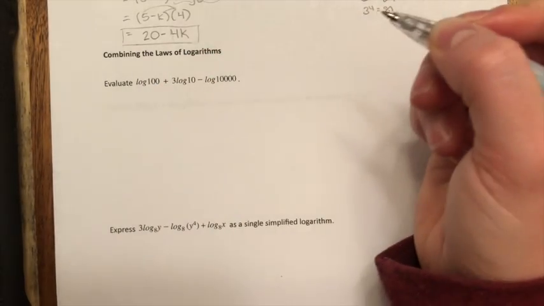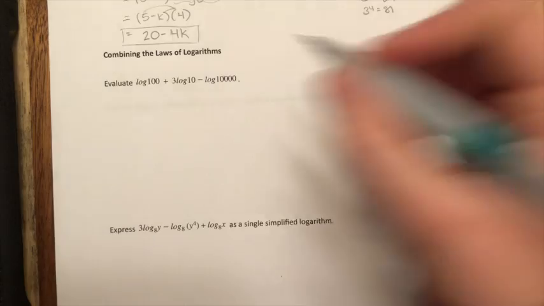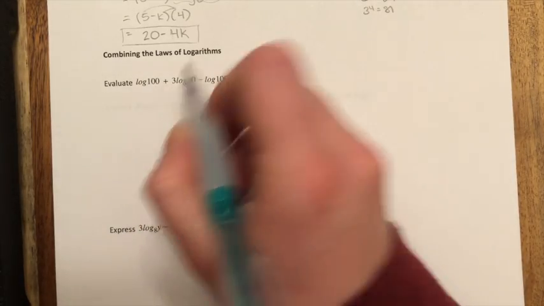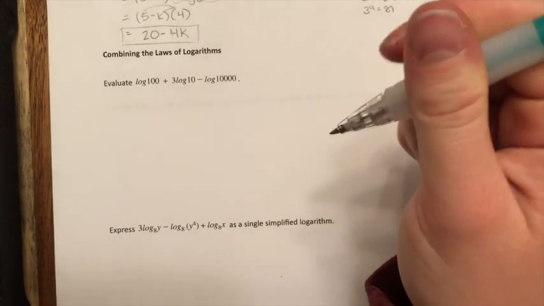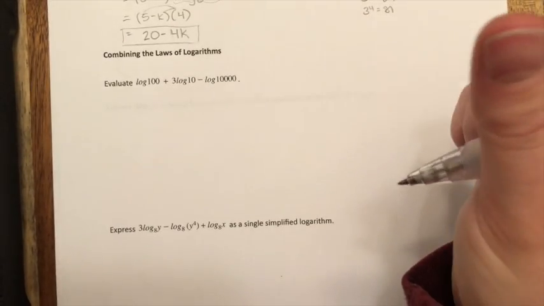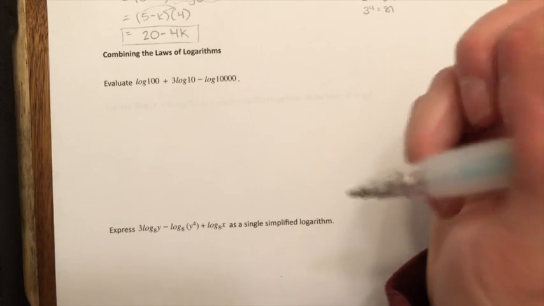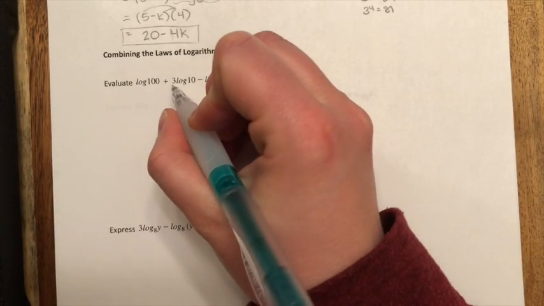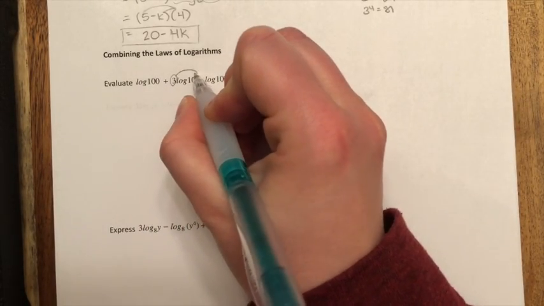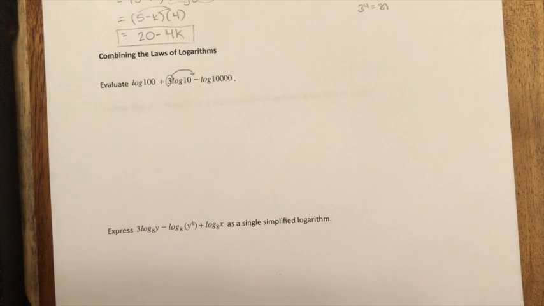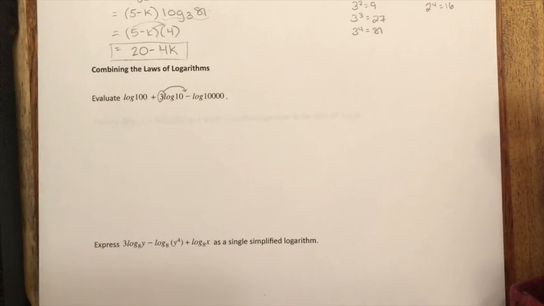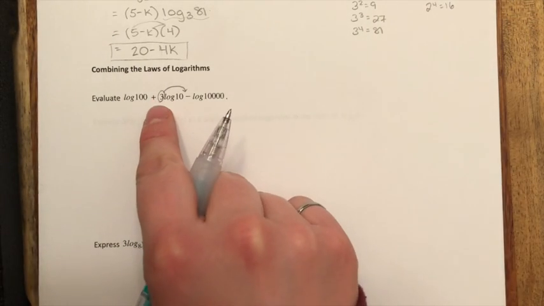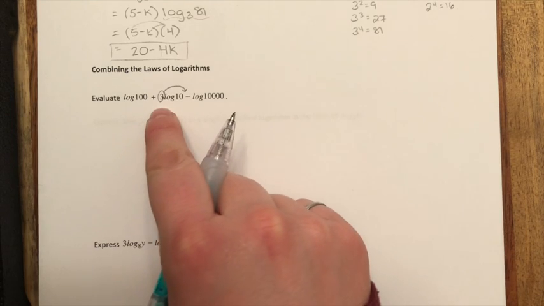So the first thing that we want to do, if we want to combine logs, so notice how we've got a plus and a minus, we're going to use those quotient and product rules. But the first thing that we have to do is get this 3 up on top as an exponent, okay? Until we move that 3, we can't use those other rules.